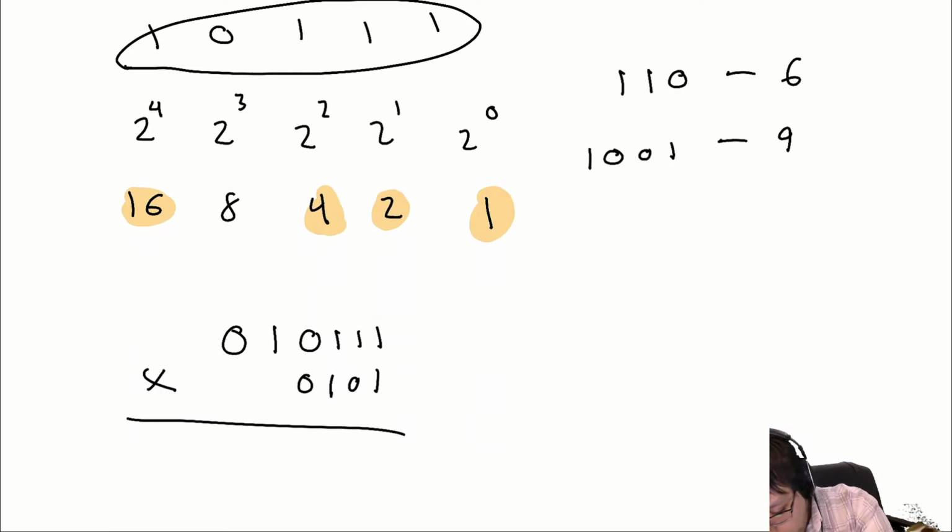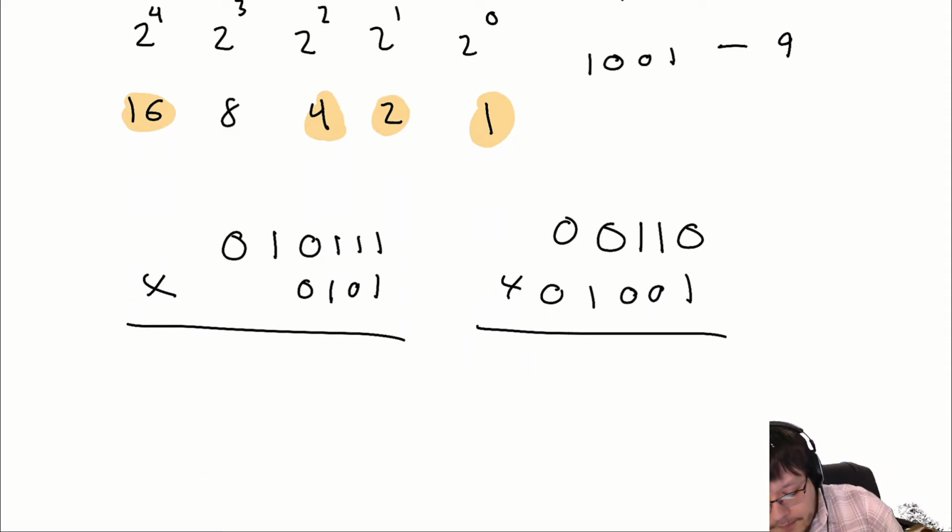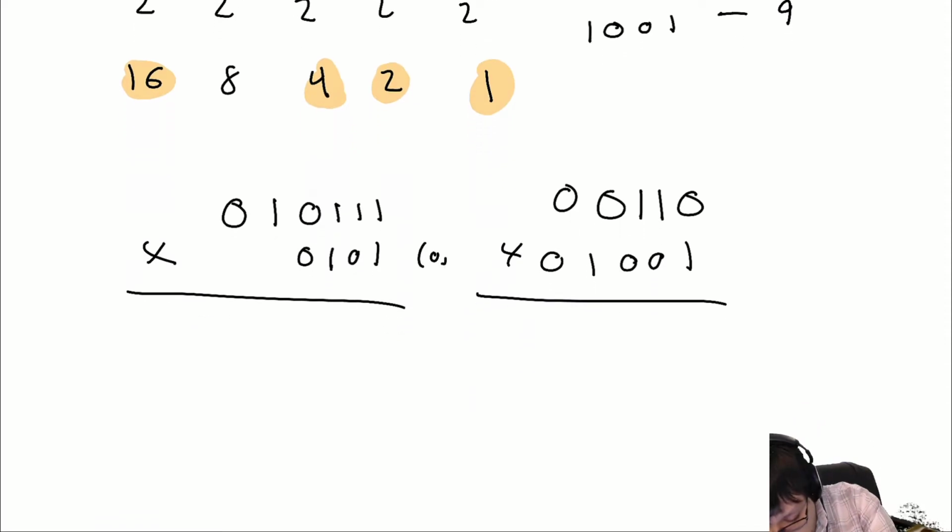And then we are also going to be doing this one. So that would be 110 times 01001. Okay, so these are the two we're going to do. And we can throw in our temporary 0 here to make things easier. And let's go ahead and get started.